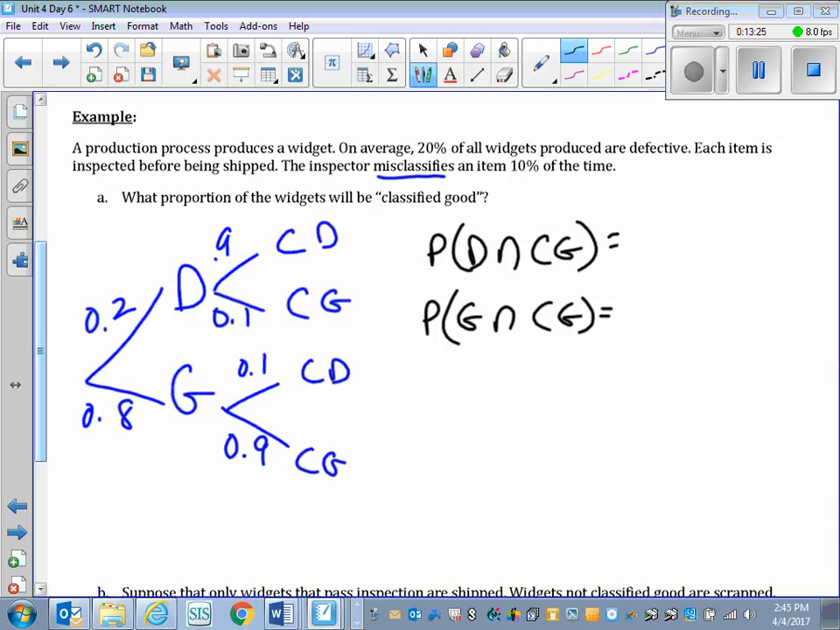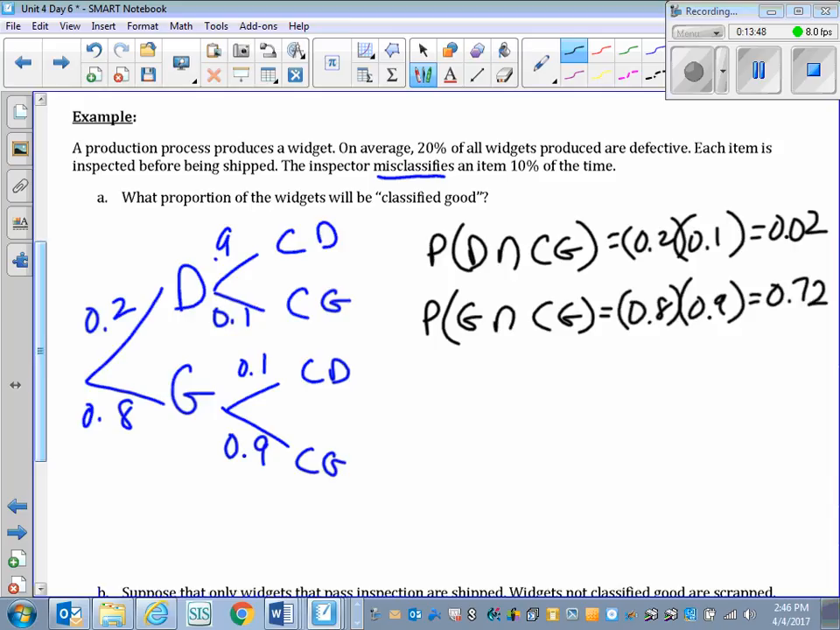So we'll take our 0.2 times our 0.1 and get 0.02, and we'll take our 0.8 and multiply by our 0.9 and get 0.72. So the probability of it being classified as good is going to be 0.74.